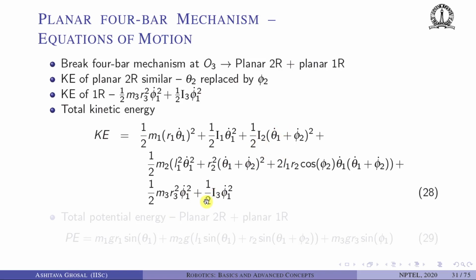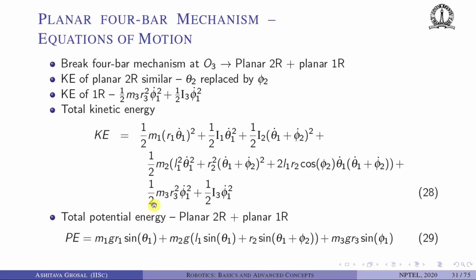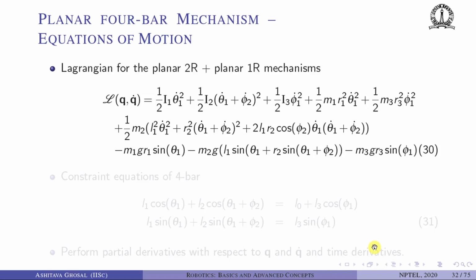The total potential energy is also the potential energy of the planar 2R, which was derived. One term is the first link, this is the second link, and this is the third link, M3 G R3 sine phi 1. It is very straightforward. The distance from the x-axis is R3 into sine of some angle. The Lagrangian for the planar 2R and planar 1R mechanism can be obtained as kinetic energy minus potential energy. Kinetic energy has all three kinetic energies, and potential energy has all three potential energies.